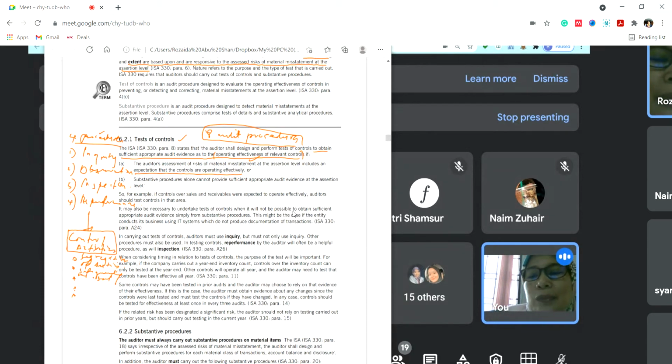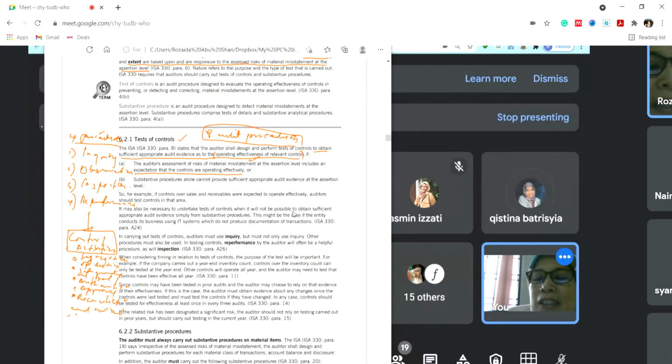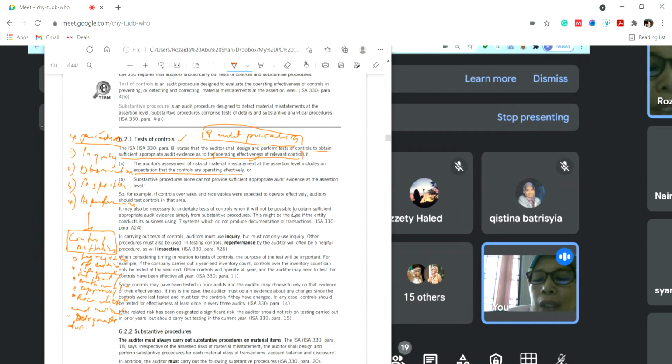Authorization and approval. Yes, good, Yasmin. Authorization, approval. Anything else? Reconciliation and review. Yes, reconciliation and review. And the last one, physical security. Physical safeguard is the same. One more, physical security over assets. And adequate documents and records. So these are all the control activities.